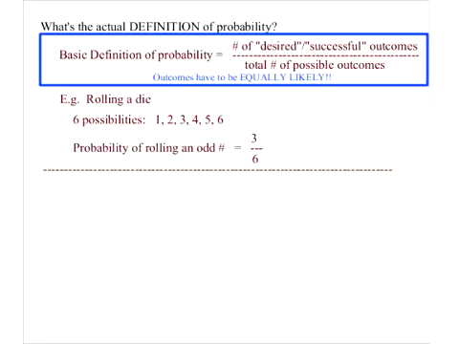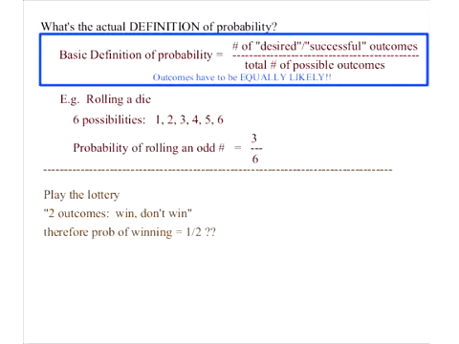Here's a very obvious example of why this won't work if your outcomes are not equally likely. If you think about an example of playing the lottery, you could say there are 2 outcomes. You either win or you don't win. Therefore, the probability of winning would be 1/2. I mean, that would be really nice, but of course it's not true. The chance of winning the lottery is not actually 1/2.